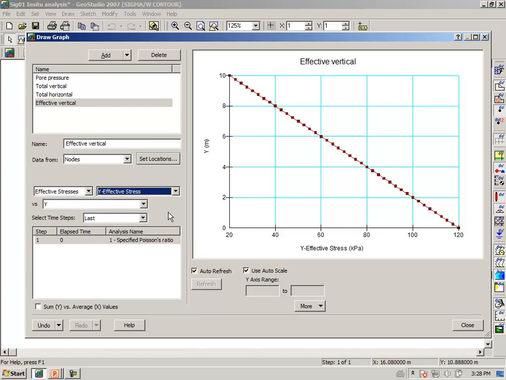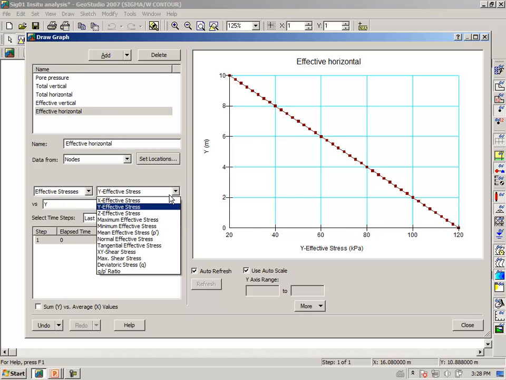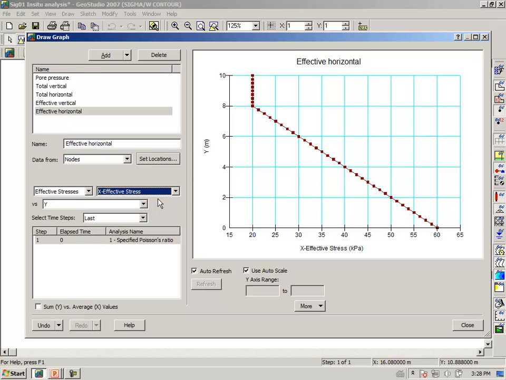Finally, we need to make another plot, saying clone. We want the effective horizontal stress. The same group, we simply select X effective. So now we have our group of graphs, and first of all, the total vertical stress.